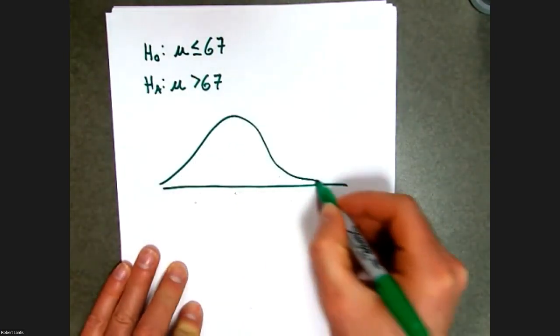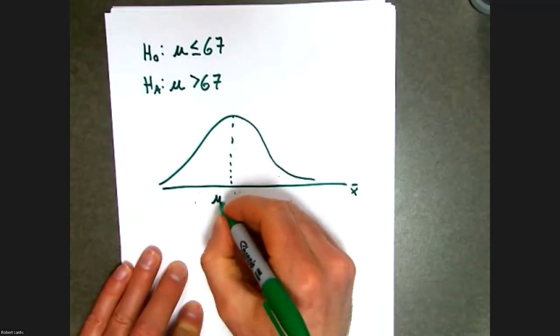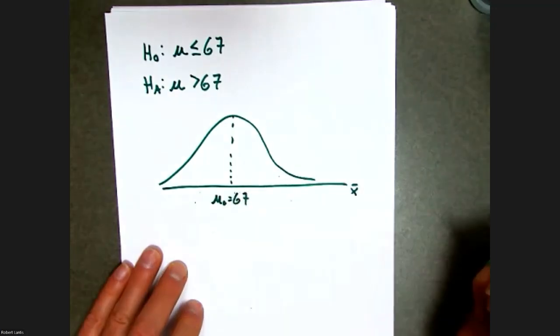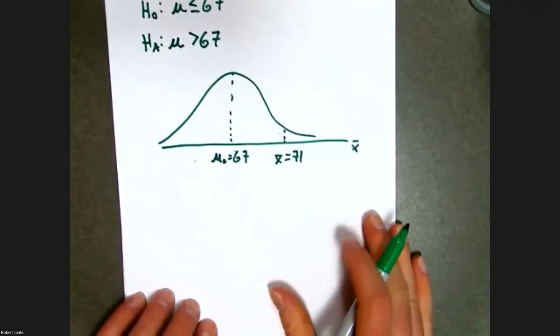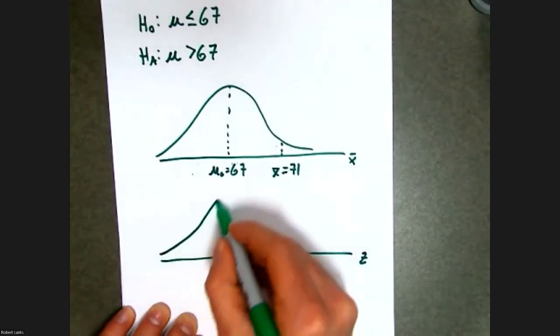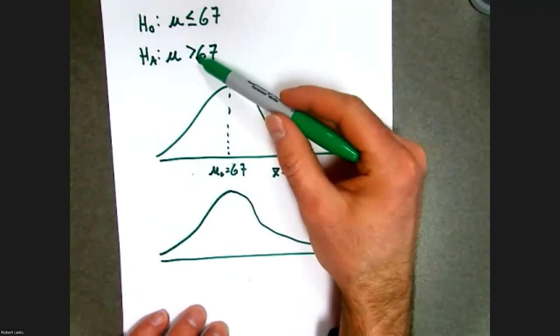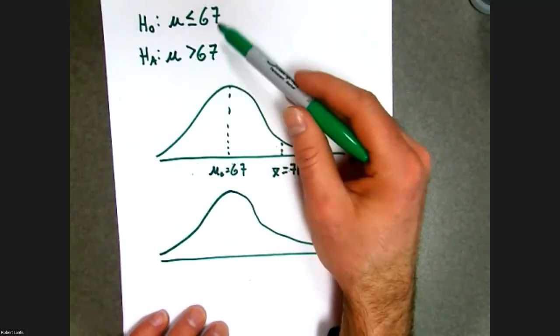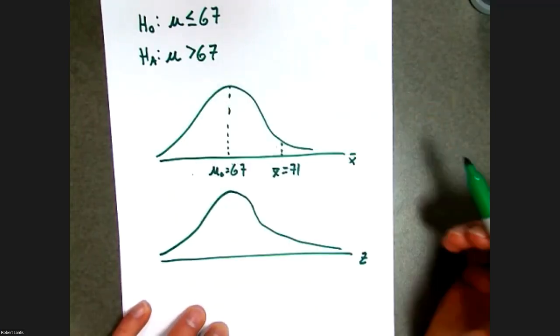Right? We're then going to draw this out. We don't necessarily have to draw this out, I just think it helps. If what I assumed to be true was in fact true, my sample mean should be centered around that. I saw a sample mean value of 71. Okay, so I need to turn that value into a z-score. Now for a right-tailed test, right? Evidence on the right-hand side is inconsistent with the null. Evidence on the right-hand side actually supports the alternative.